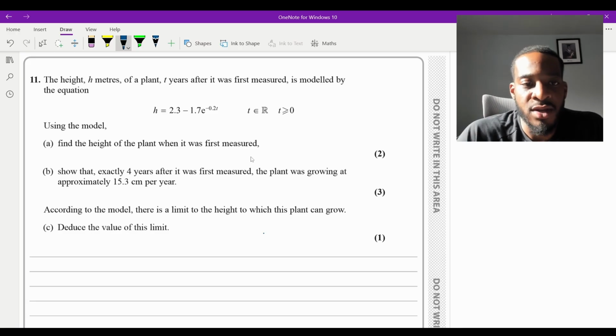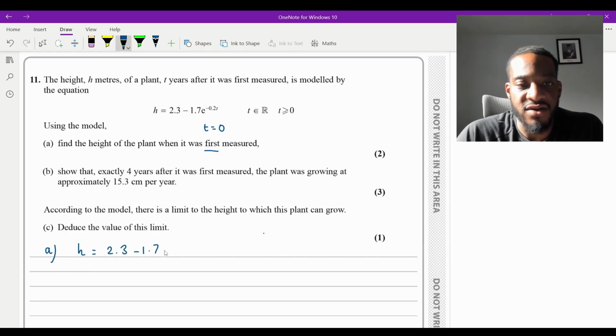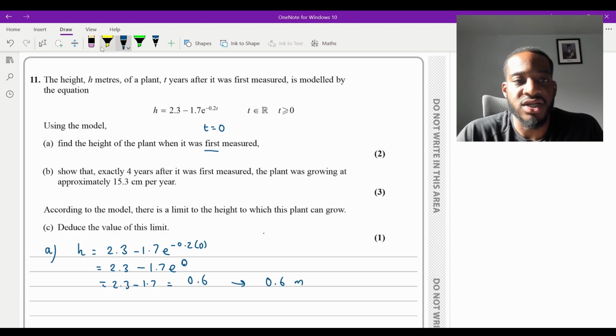So this is very, very easy. When it was first measured, that just means initially, and that just means when t is equal to 0. So for part A, you just plug in t equals 0 into that formula here. It's going to be 2.3 minus 1.7 e to the minus 0.2 times 0. You can plug this into a calculator, but I'll just do it like this. That's going to be 1.7 e to the 0, right? Anything to the 0 is 1. So it's just 2.3 take away 1.7, which is just 0.6. So the height when it was first measured is going to be 0.6 meters. I'll put that there, 0.6 meters, because h is in meters.